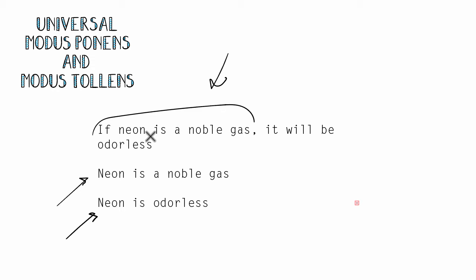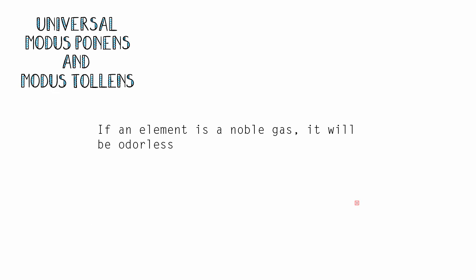The sufficient condition, we're told, is true in this additional piece of information here, so we can affirm that the necessary condition will be true as well. Neon is odorless. That's our inference. Now, universal modus ponens is slightly different. Here we're given a conditional rule that might apply to a lot of things. Look at this rule here. It's also a conditional rule, just a regular conditional rule. It says if an element is a noble gas, it'll be odorless.